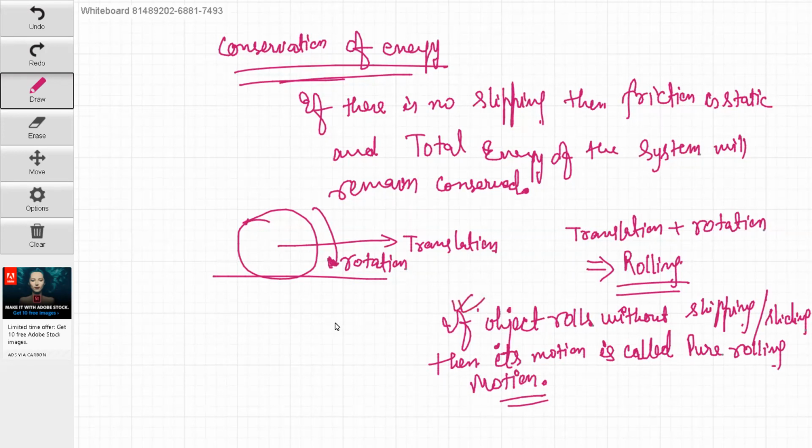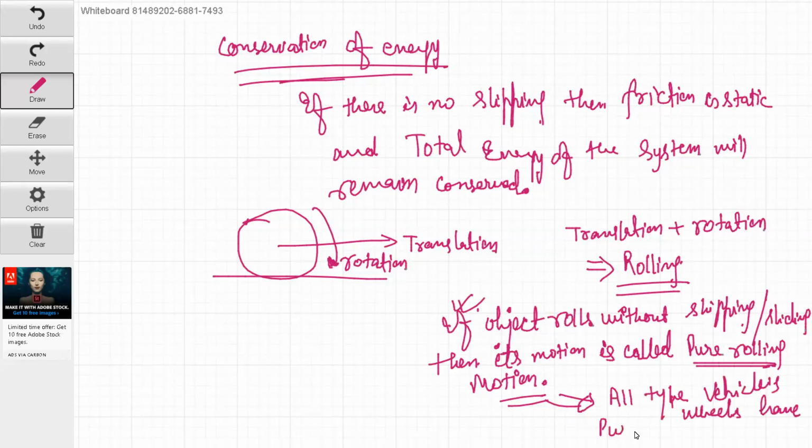So if it rolls without slipping or sliding, means there is a translation plus rotation without slipping or sliding, then such motion is known as pure rolling motion. Is this okay? All types of vehicles will have pure rolling motion.